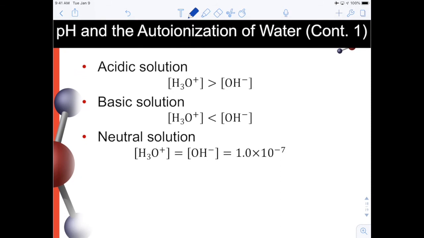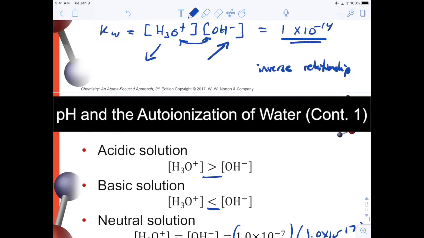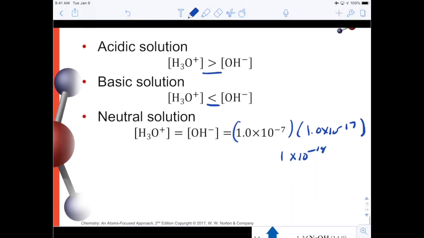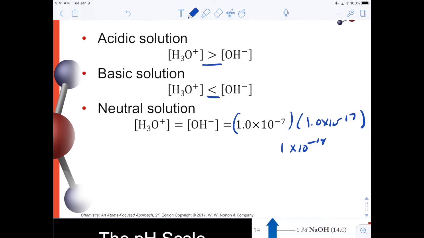For acidic solutions, you have this holding true. For basic solutions, this holding true. And neutral solutions is when they're equal. These two are equal, and then, of course, 1 times 10 to the minus 7 times 1 times 10 to the minus 7 is equal to your equilibrium constant, which is what we were just talking about here. The product of those two is 1 times 10 to the minus 14. They're always going to equal 10 to the minus 14. It's just here they happen to both be 1 times 10 to the minus 7 because they're equal. But in the other cases, the products are still going to equal 1 times 10 to the minus 14.